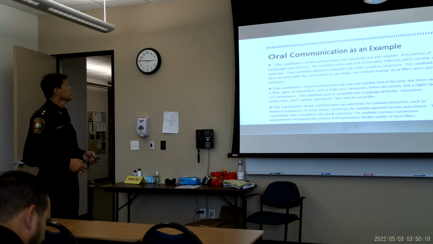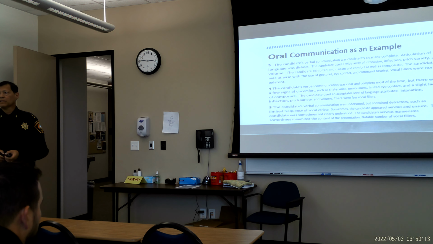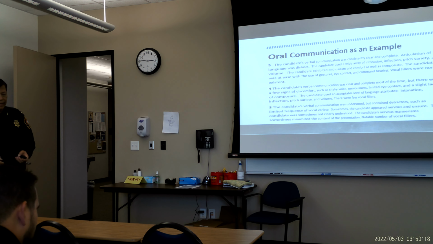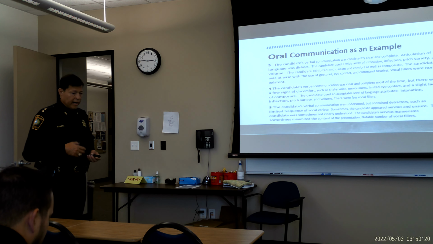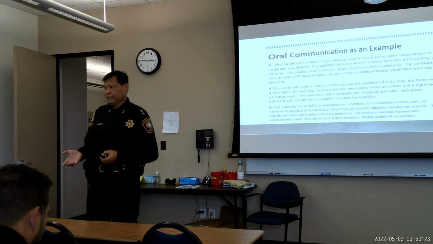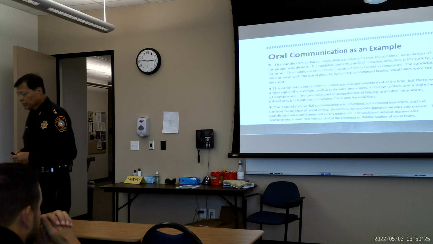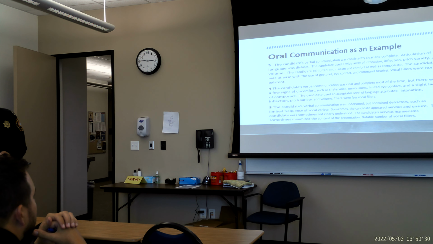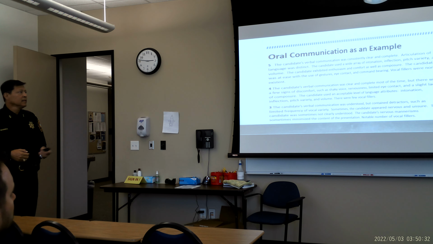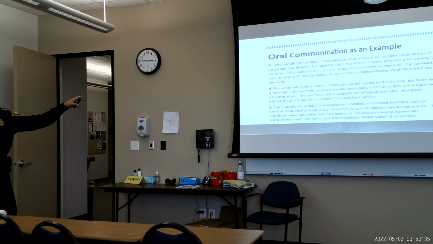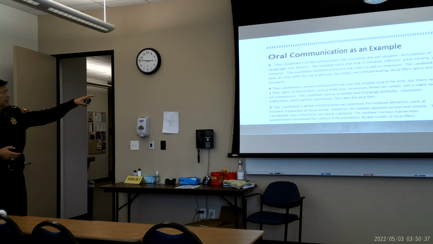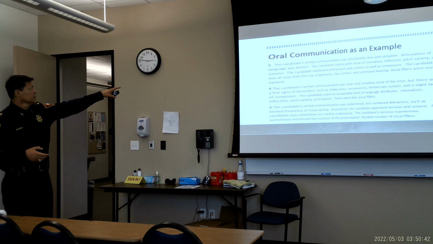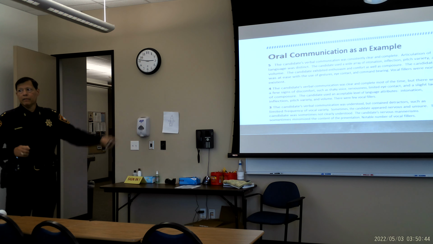So for example, we'll look at oral communications. Let's say you're presenting a crime action plan to a town hall meeting. One dimension that the assessors will look at is how effective you are at your oral communication. The assessors would be given this rating scale, and if they observe the behaviors on number 5, they would give you a 5.